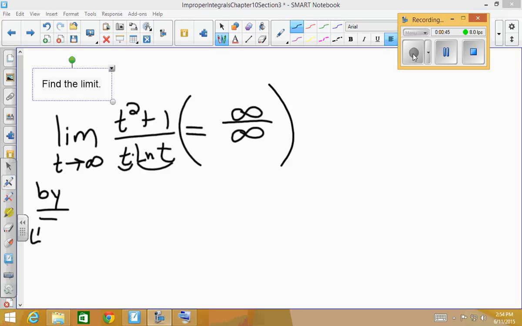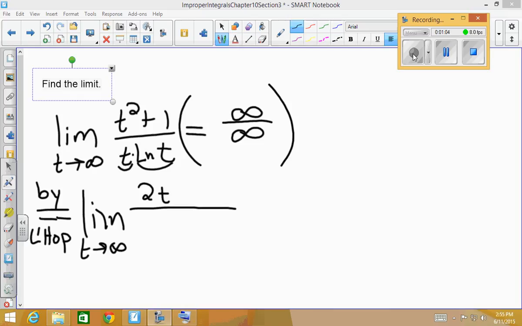So by L'Hopital's rule, you take the limit of the derivative of the numerator, which is 2t, divided by the derivative of the denominator. Now that denominator has two factors. One is t and one is natural log of t, so we're going to have to use the product rule. The derivative of t is 1 times a copy of the second, plus a copy of the first times the derivative of the second.